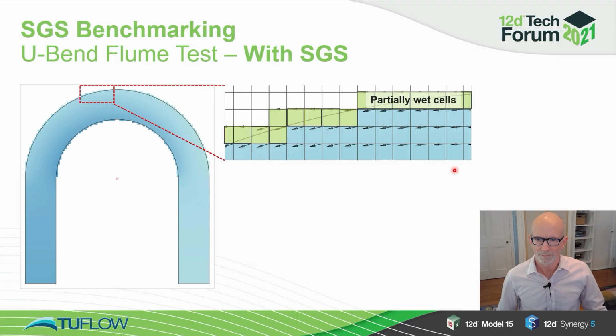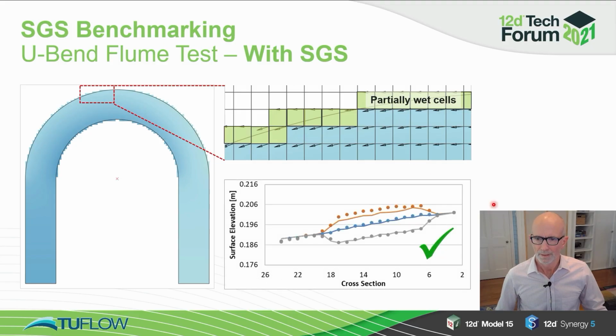And if you look at the results, this is what comes out. This quite good comparison, particularly given we're running a regular grid. So this is the outside bend, inside bend, and down the center. And probably most importantly, we actually match the head drop across this bend, which means if you're modeling a real world scenario, you're going to be much more confident about your results.